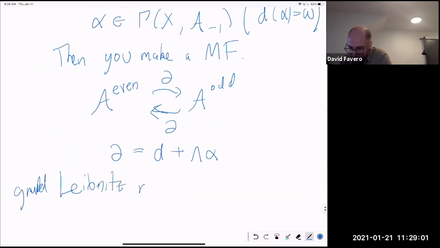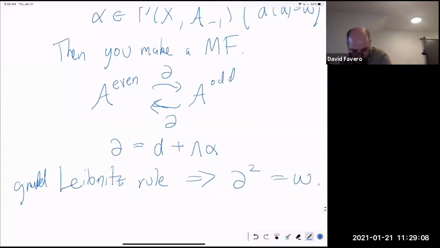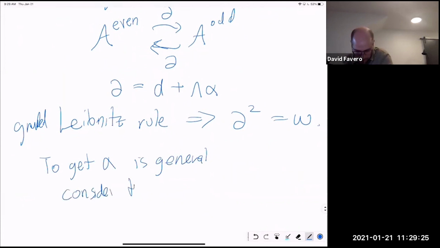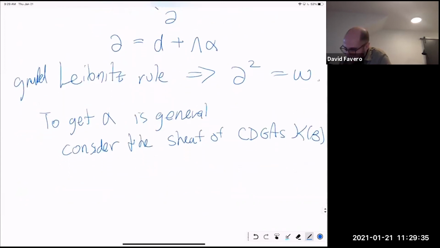So now to get alpha in general, consider the sheaf of CDGAs given by the Cajole complex on beta and replace kappa of beta by a gamma acyclic quasi-isomorphic sheaf of CDGAs.